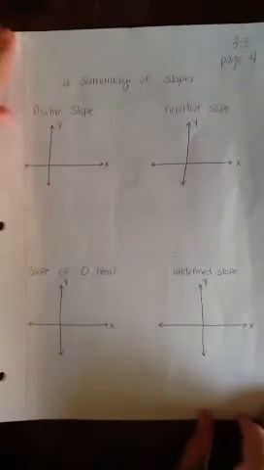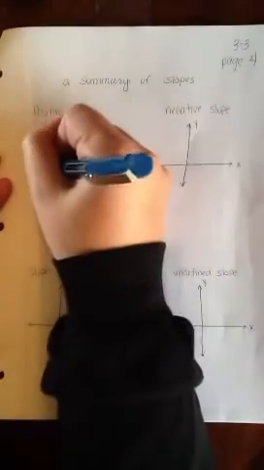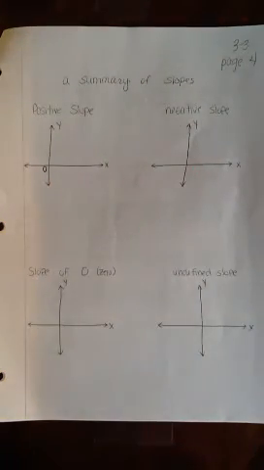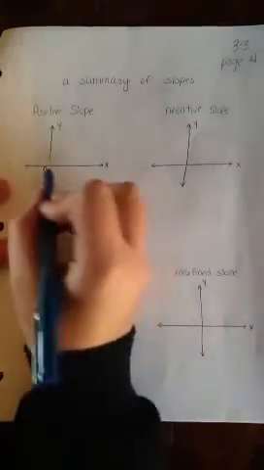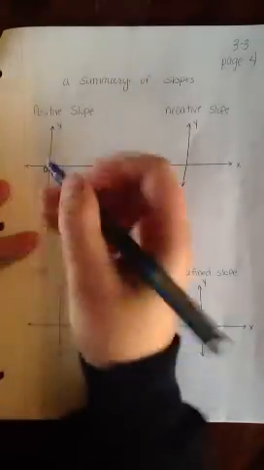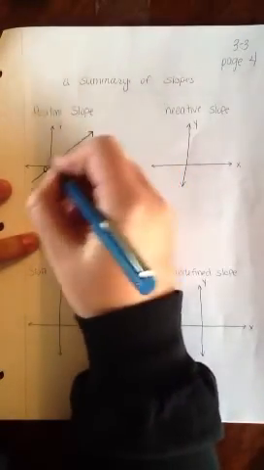All right. So in summary, we decided that there were 4 different kinds of slopes. We have a positive slope, a negative slope, slope of 0, and an undefined slope. So on a positive slope, what that means is when I increase on my x-axis, so as I move from left to right, I also increase on my y-axis. So my slope goes up from left to right.